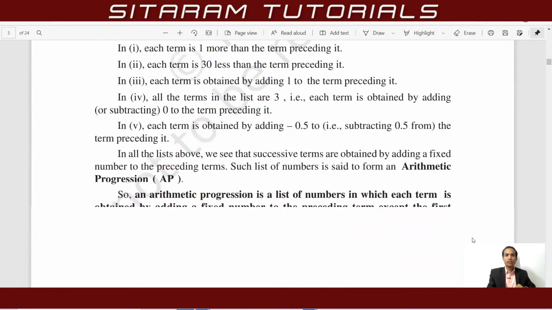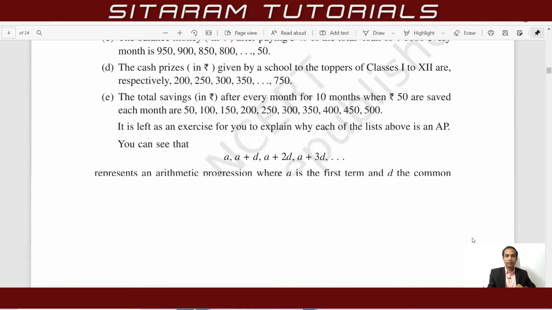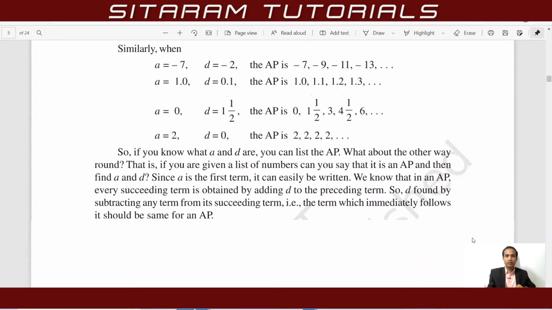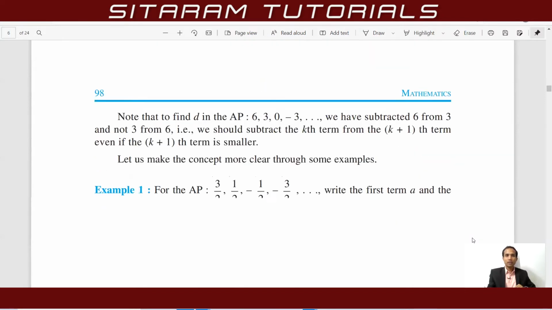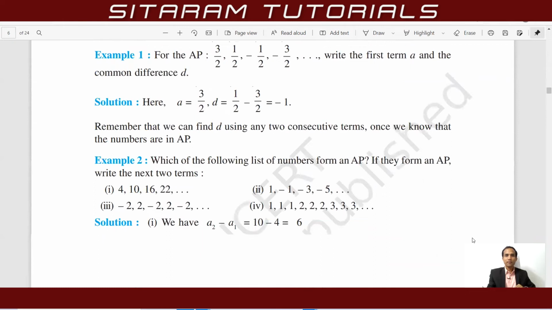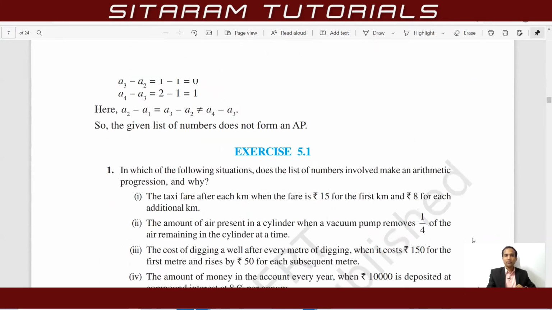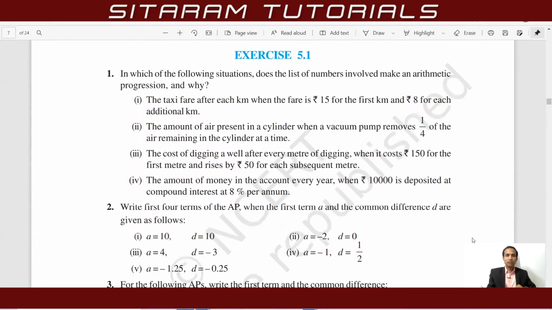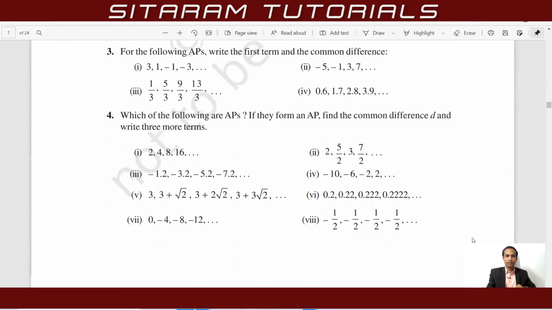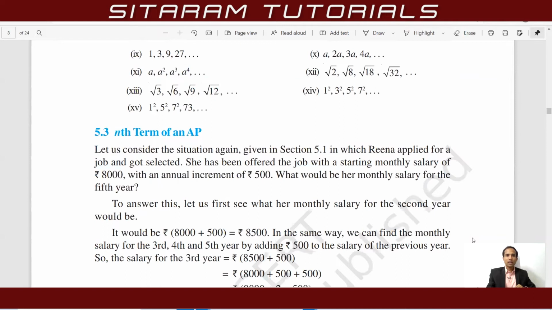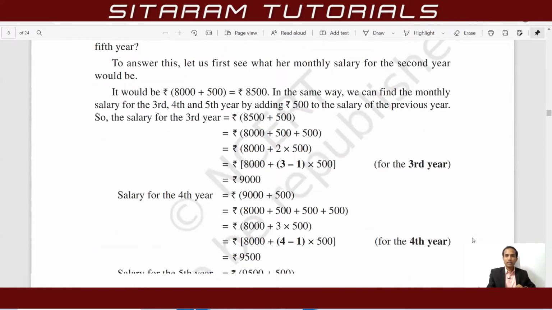So in this, from the beginning, we'll see these all are going to be there. Example 1 is there. Example 2 is also there. Now if you see exercise 5.1, all questions are going to be there. Exercise 5.1, nothing deleted from this. And next, nth term of AP is there in the syllabus.